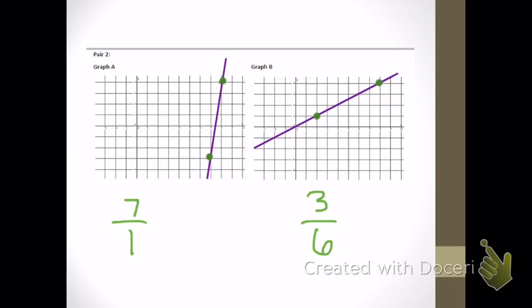And if I look at those two ratios, this ratio over here for graph A is 7, and this is 3/6, which is 1/2. So clearly 7 is the greater ratio there. And we notice it's the steeper graph. So steeper, not so steep.